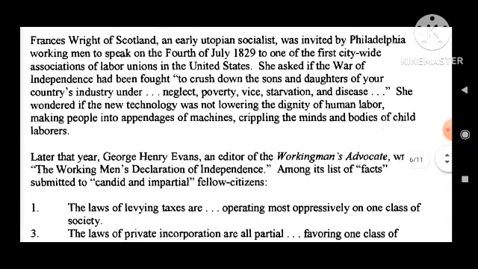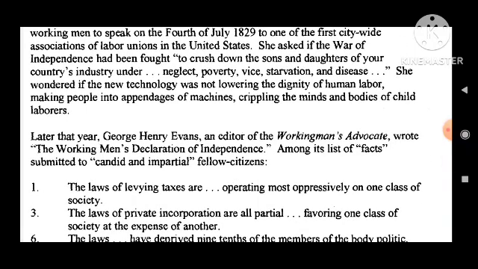She asked if the war of independence had been fought to crush down the sons and daughters of your country's industry under neglect, poverty, vice, starvation, and disease. She wondered if the new technology was not lowering the dignity of human labor, making people into appendages of machines, crippling the minds and bodies of child laborers.